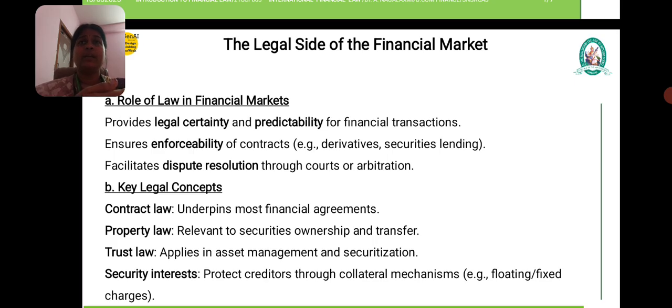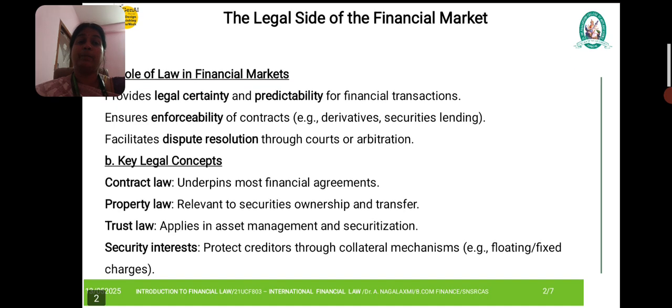A contract means there should be an offer, an agreement, and some consideration. It should be properly enforceable by the court of law. See, the things that are transacted are derivatives, securities, debentures, commodities, everything. The third role is that it facilitates dispute resolution through courts or arbitration.